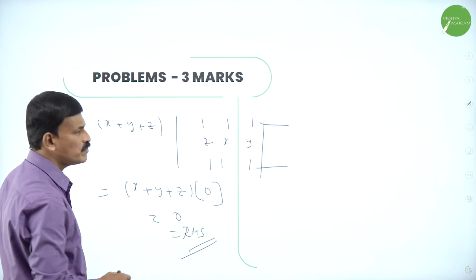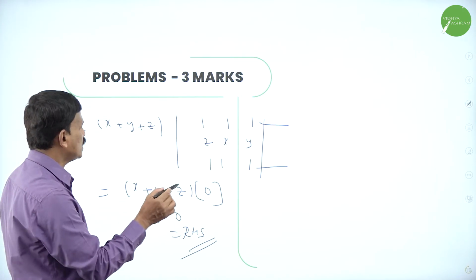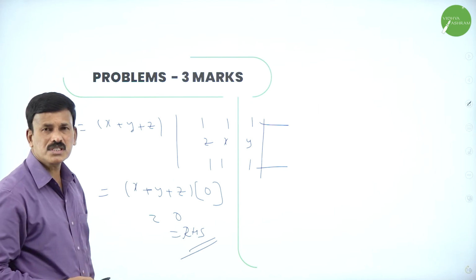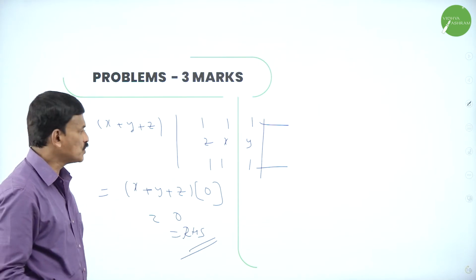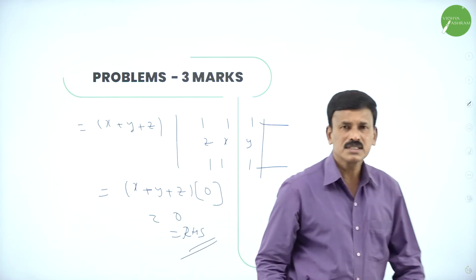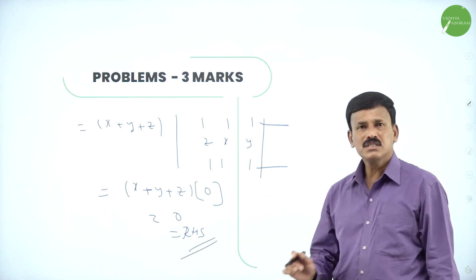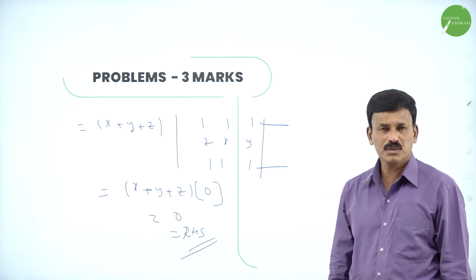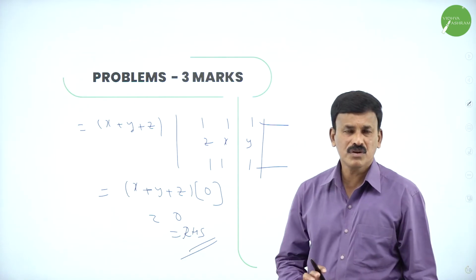So here, x plus y plus z, 1, 1, 1, x, z, x, y, 1, 1, 1. Since two rows are the same, the value of the determinant is equal to 0. 0 into any number is equal to 0, which is the simplified answer. So this is the easiest method to solve this problem. Okay, I hope you are all following.